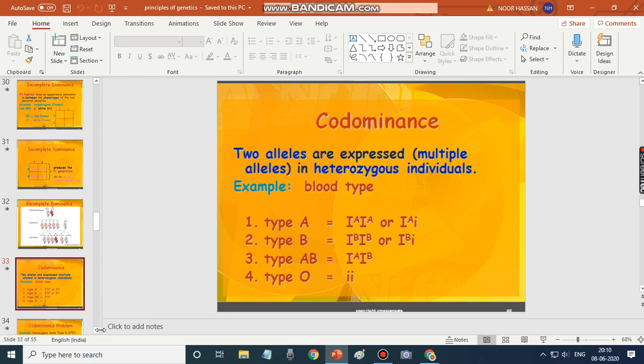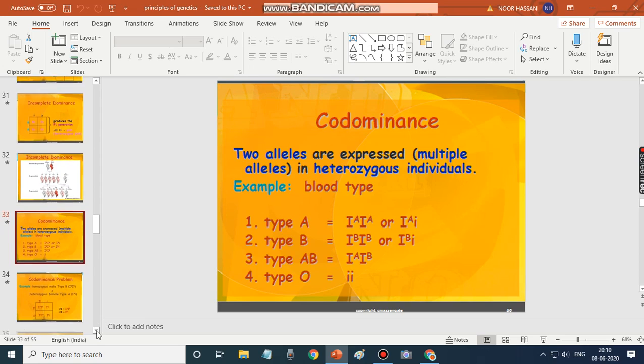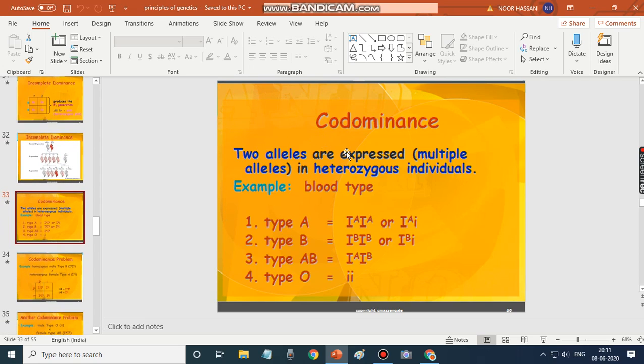So we shall now discuss what is codominance. From the name you can understand that there are two alleles which are expressed in heterozygous individuals. For example, blood type involves multiple alleles. This is called codominance. Usually a pair of alleles is used to control a single pair of characters, but here there are more alleles, multiple alleles. So the example is blood type.